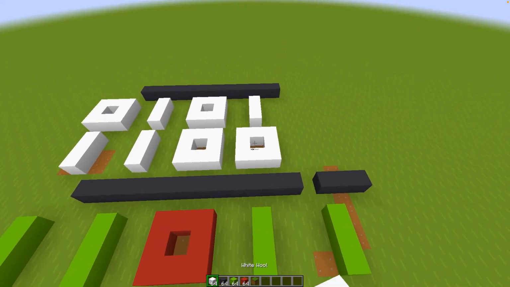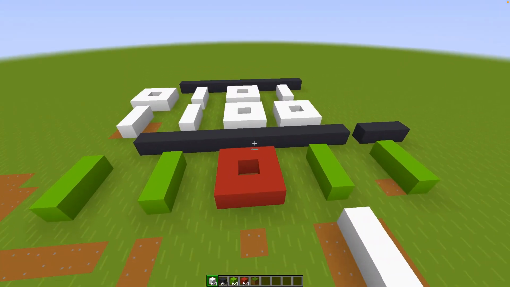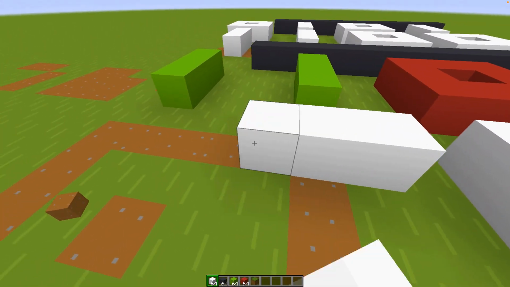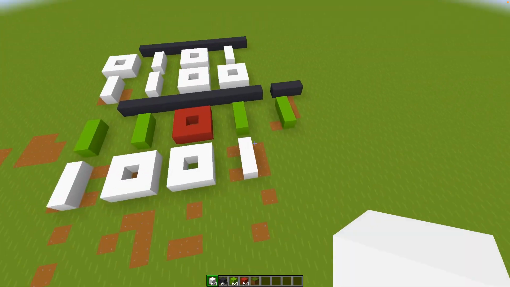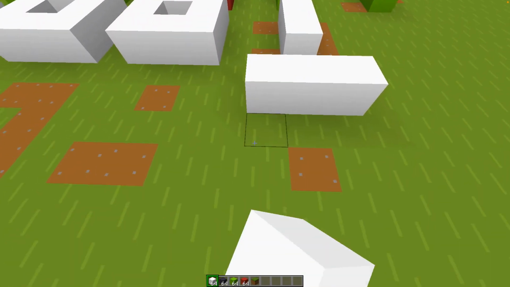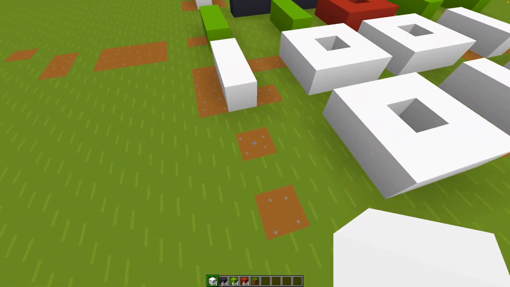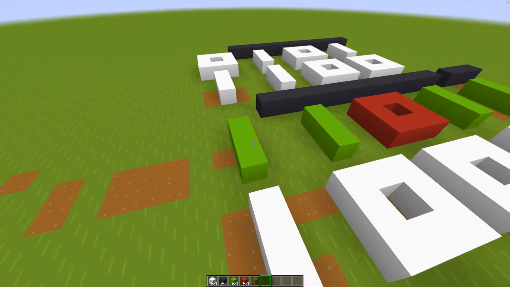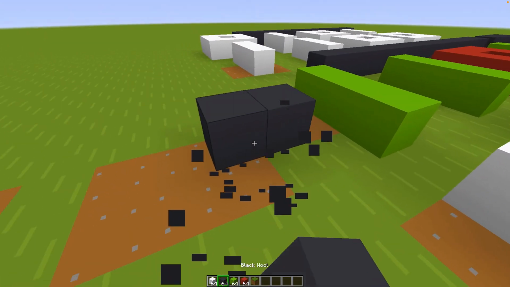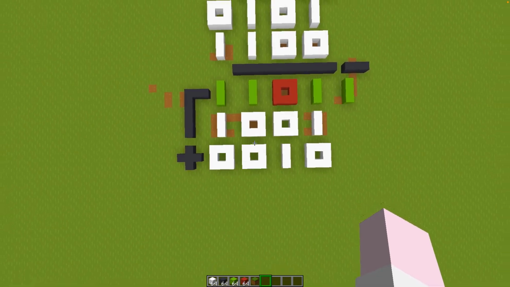Now let's XOR again. So 0 and 1 is going to be a 1, 0 and 0 is a 0, 1 and 1 is a 0, and 0 and 1 is a 1. Then we XOR these, so 1 and 1 is a 0, 0 and 1 is a 1, 0 and 0 is 0, 1 and 1 is a 0. And this one right here means that it is a positive number. So we have positive 2.